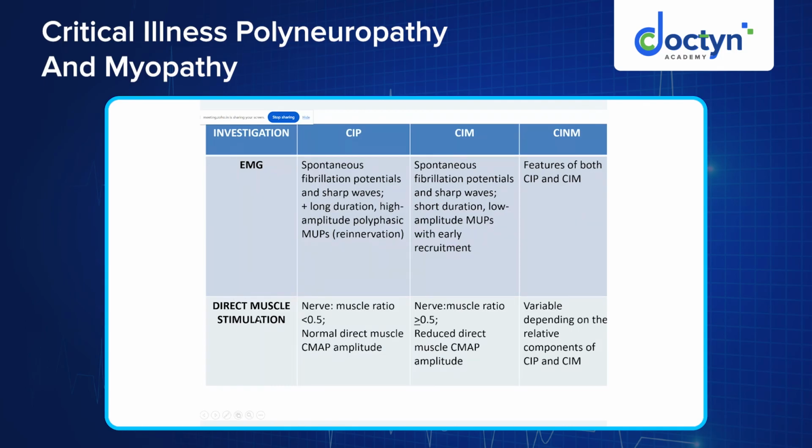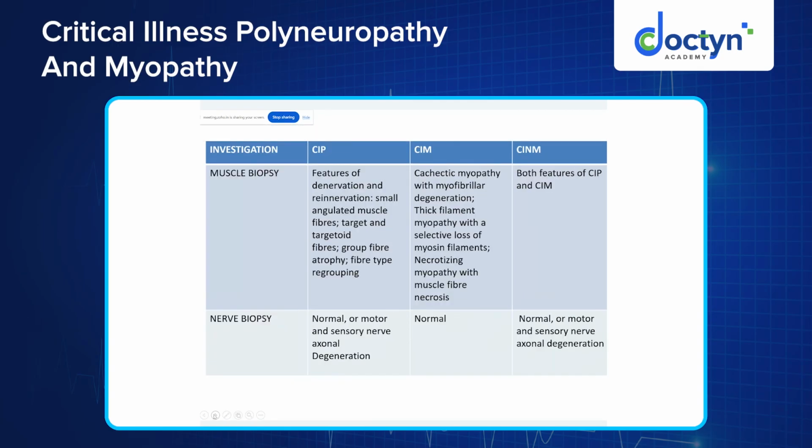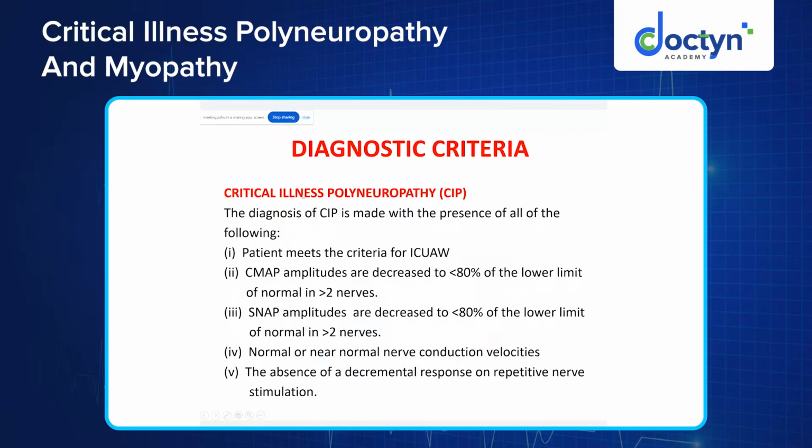Direct muscle stimulation, if you do in CIP, nerve to muscle ratio is less than 5, but in CIM it is greater than or equal to 5, and in CINM it is variable depending upon the cause. Muscle biopsy will show you features of denervation, muscle atrophy, but in CIM there will be thick filament myopathy, loss of myosin filaments, and necrotizing myopathy, the subtypes of them. Nerve biopsy can be normal or show sensory or motor nerve axonal degeneration, but in myopathy it will be normal. In CINM it can be either normal or reduced. This we have already discussed.